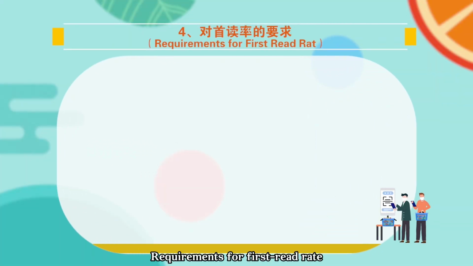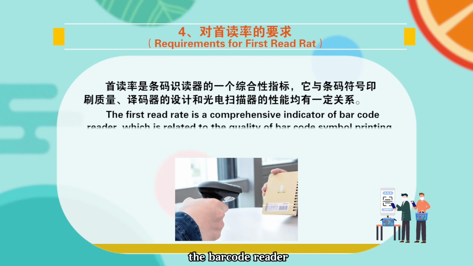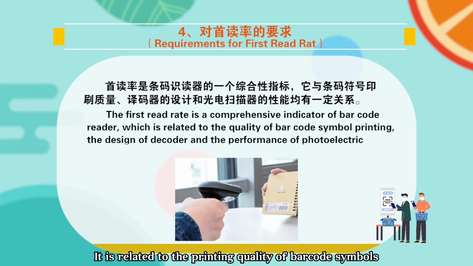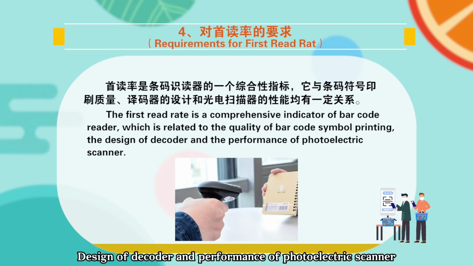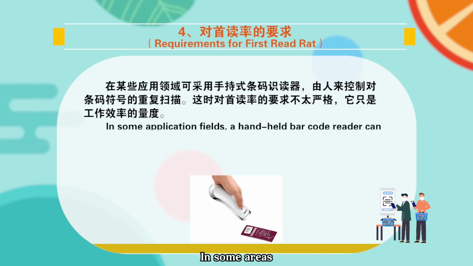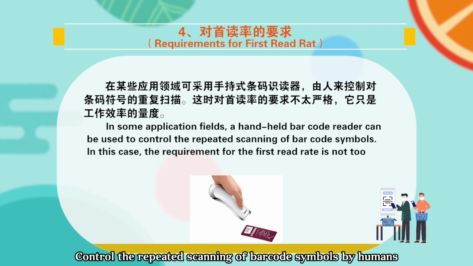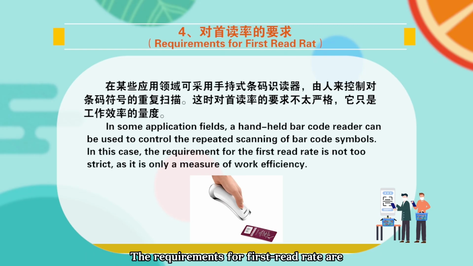4. Requirements for first read rate. The first read rate is a comprehensive index of the barcode reader. It is related to the printing quality of barcode symbols, the design of the decoder, and the performance of the photoelectric scanner. In some areas, a handheld barcode scanner can be used, with humans controlling the repeated scanning of barcode symbols. The requirements for first read rate are not too strict at this stage.